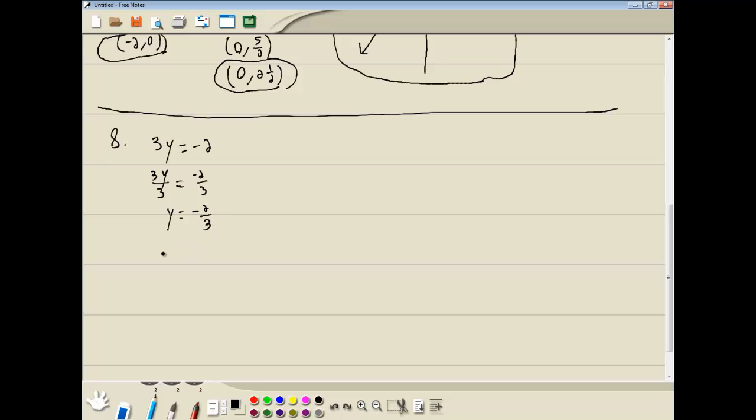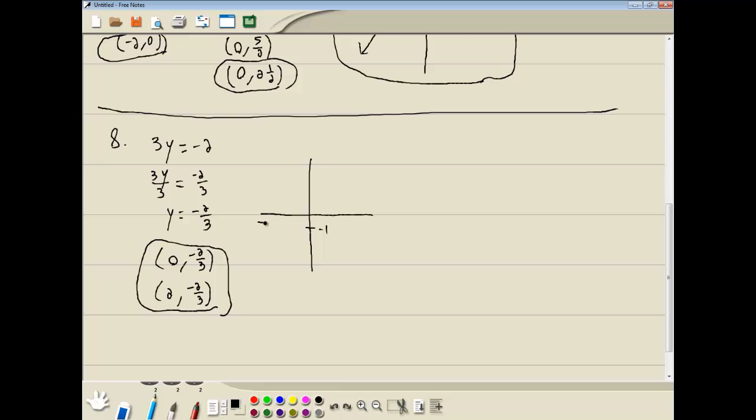Since it's one of our oddball cases, it's easy to pick points. It doesn't matter what you put in for x. If I put 0 in for x, y is going to be negative 2/3. If I put 2 in for x, y is going to be negative 2/3. No matter what, y is negative 2/3. So those would be 2 points. And y is equal to negative 2/3, we know is a horizontal line at negative 2/3. So here's negative 1. So negative 2/3 would be about right there.